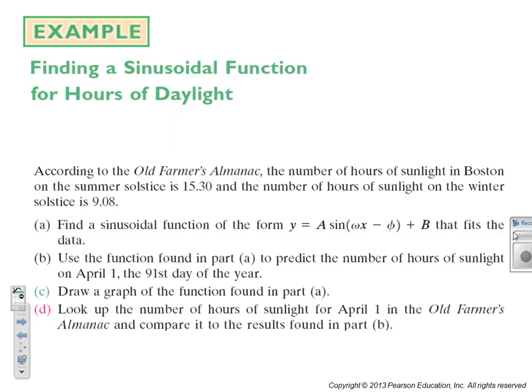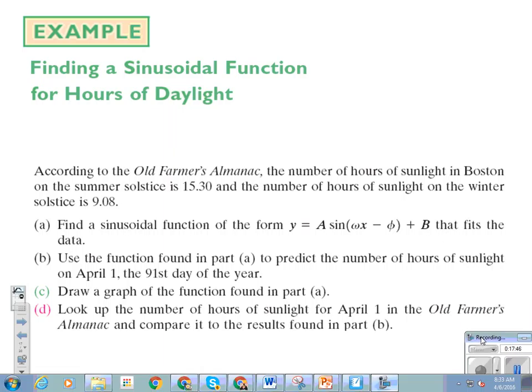Okay, so we're going to do this a bunch of times, and your project is even based on hours of daylight again. According to the Old Farmer's Almanac, the number of hours of sunlight in Boston on the summer solstice is 15.3, and on the winter solstice is 9.08. Find your sinusoidal function. Use the function found in part A to predict the number of hours, draw a graph, and look up the number of hours and compare it to the results found in part B.